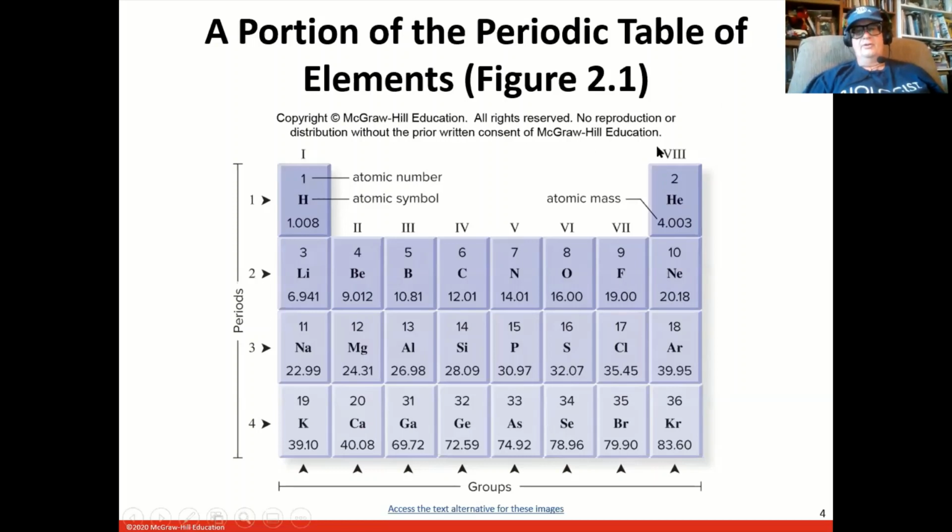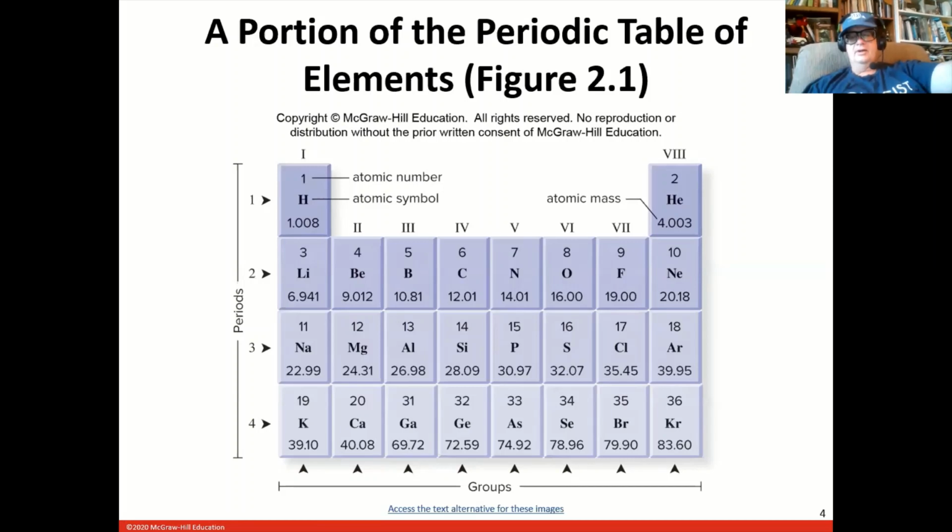The other thing I want to point out: these ones that have 8 in their outer layer, 8 in their valence layer, are super stable, super happy, and don't want to react with anything at all. They're like, I don't need electrons, I've got all the electrons I want, just leave me alone.